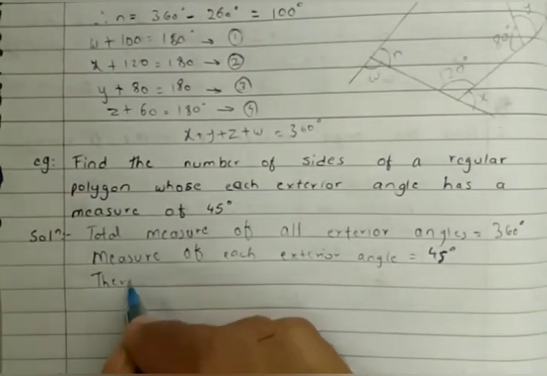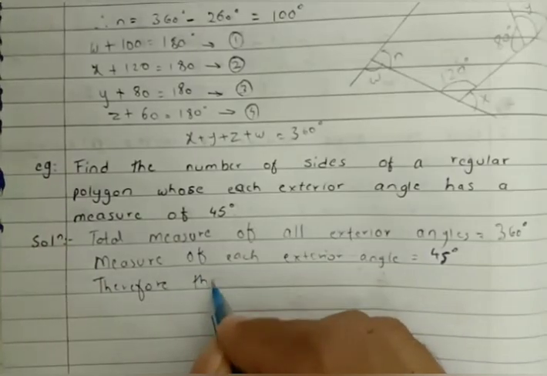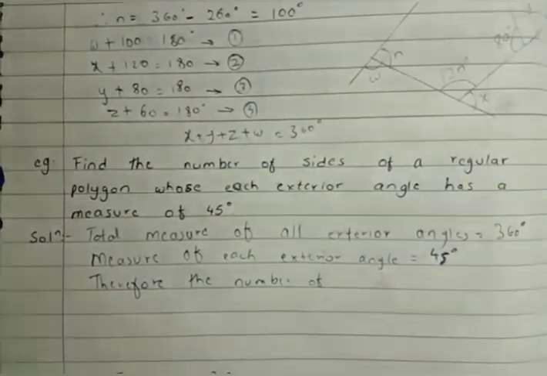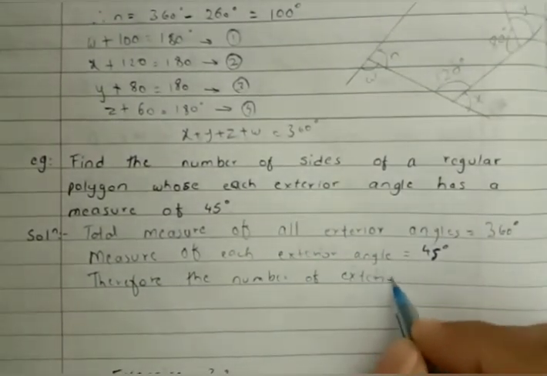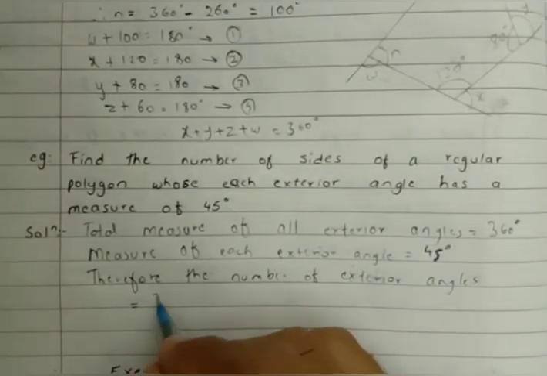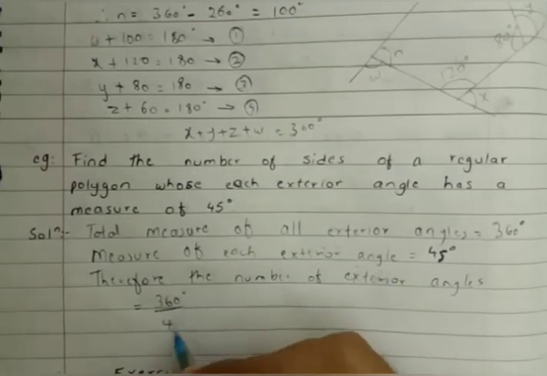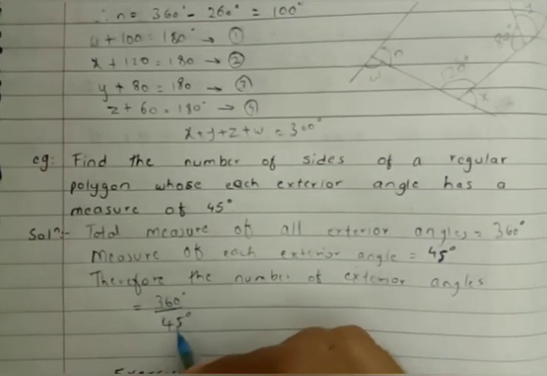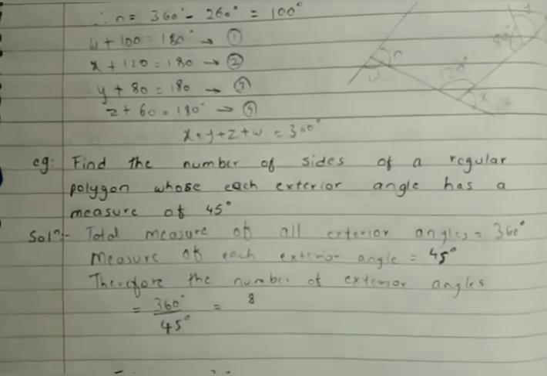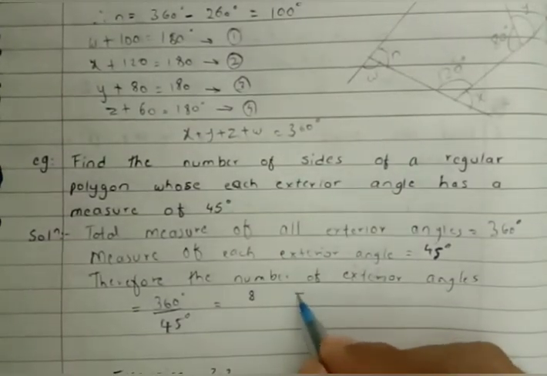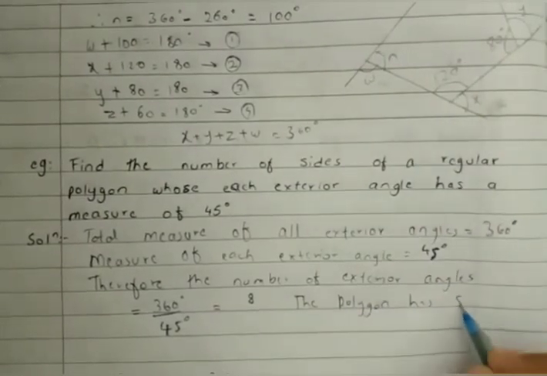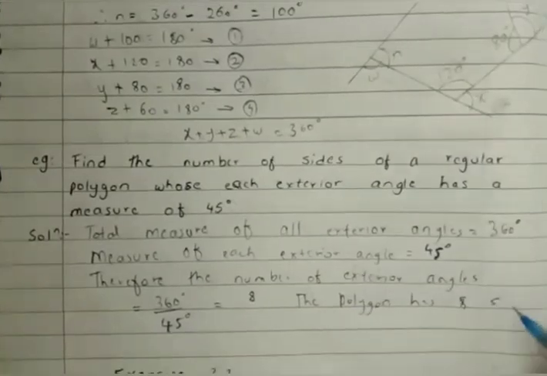Therefore, the number of exterior angles equal to 360 degrees divided by 45 degrees. Each angle is 45 degrees. So when you divide, you will get 8. So the polygon has 8 sides. Okay.